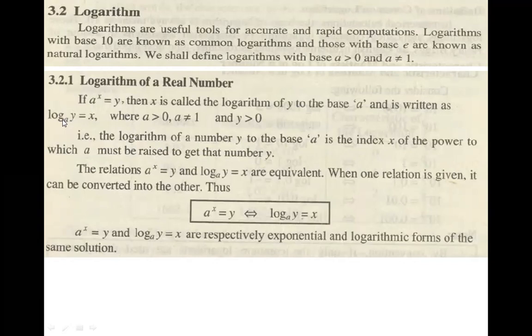The logarithm of a number y to the base a is the index x of the power to which a must be raised to get the number y. Now the relation a raised to power x is equals to y, and log of y to the base a is equals to x are equivalent. These are equivalent. When one relation is given, it can be converted into the other.